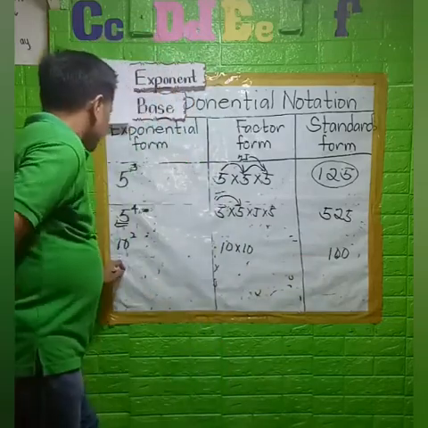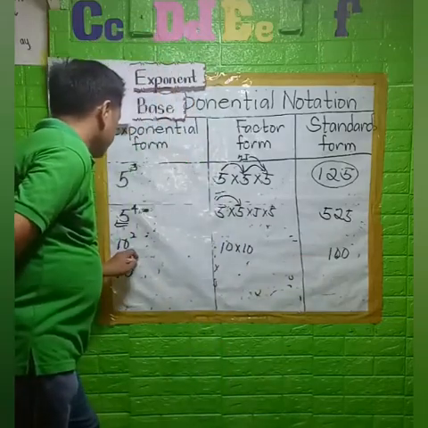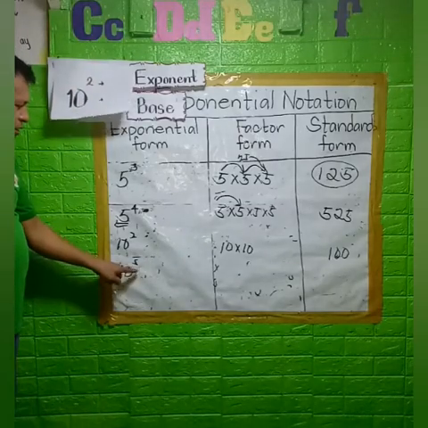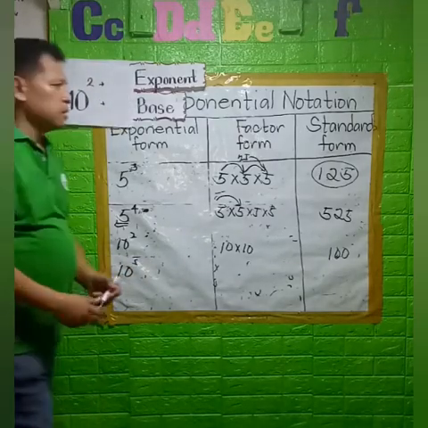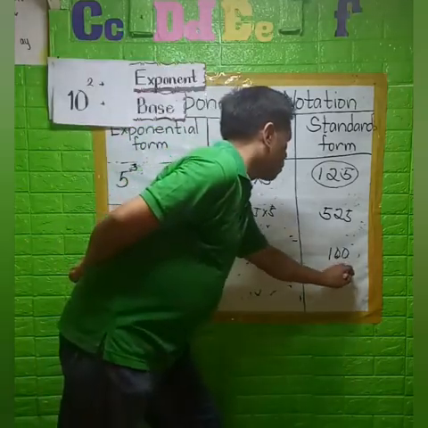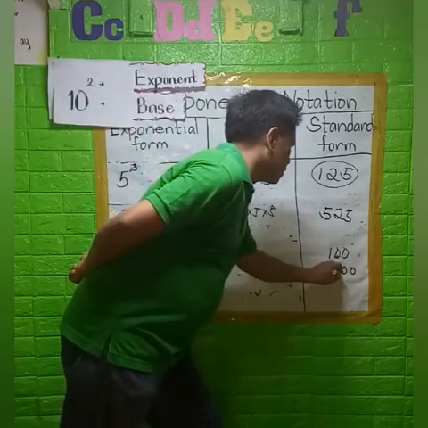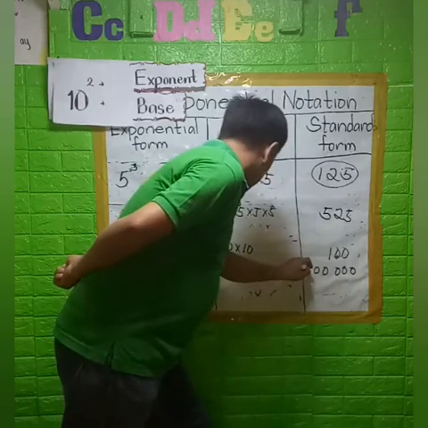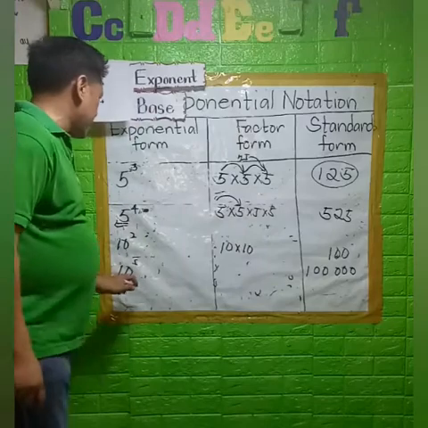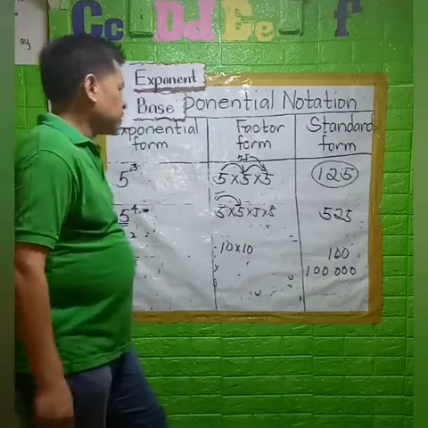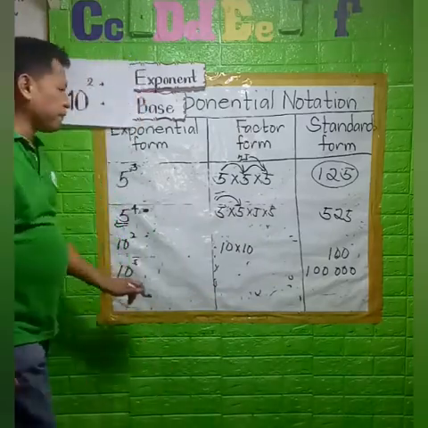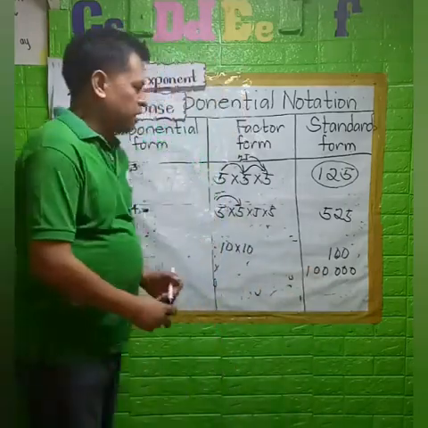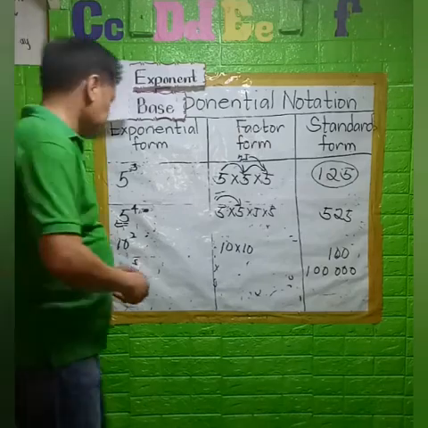Let's say, for example, 10 to the power of 5. How many zeros are we going to write here? We have 5 zeros. 1, 2, 3, 4, 5, then 1. So what is the answer for this? We have 10 to the power of 5, that is equivalent to 100,000. So, as easy as that.